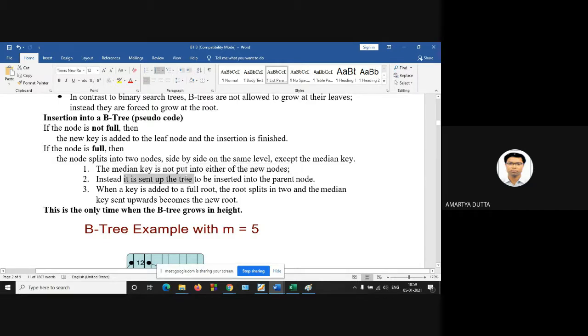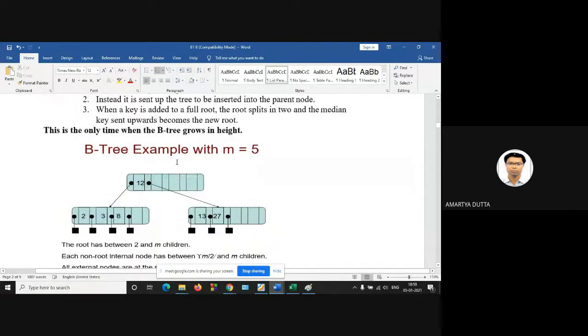Okay, the key is sent up to the tree. Suppose the root is full and a key is added. Then the root is split into two nodes side by side at the same level, the median is found, and the median becomes the new root. In this way the tree grows in the upward direction, because all leaves stay at the same level. Let the value of m be 5.